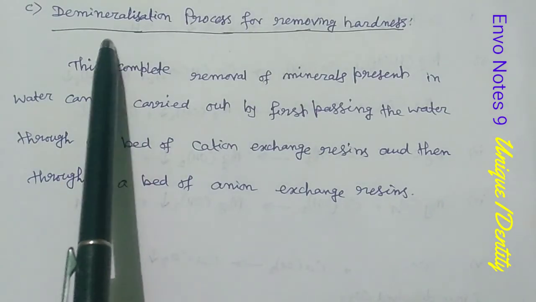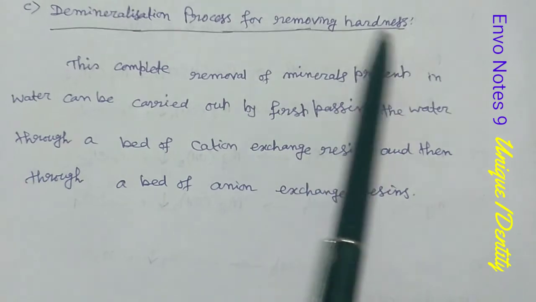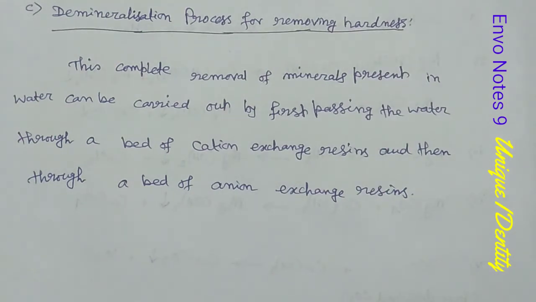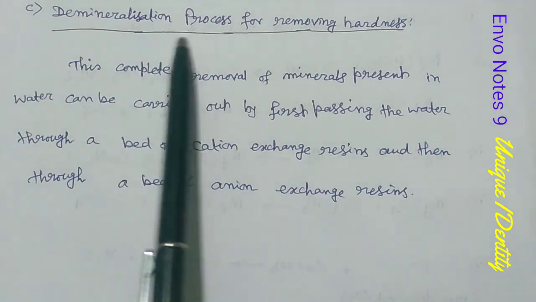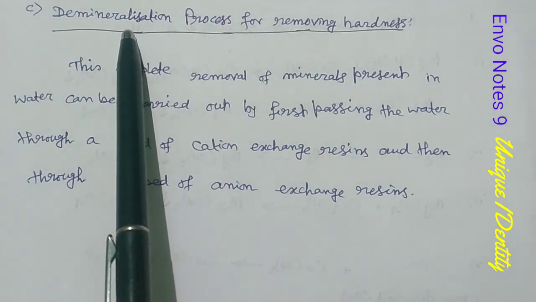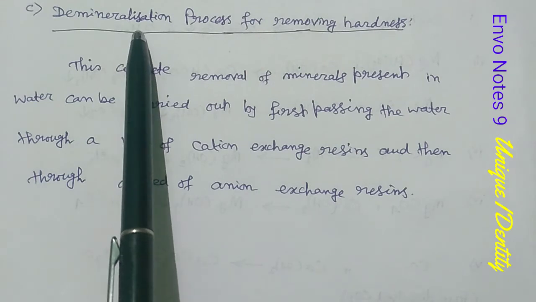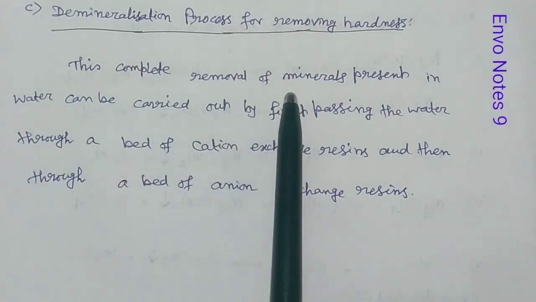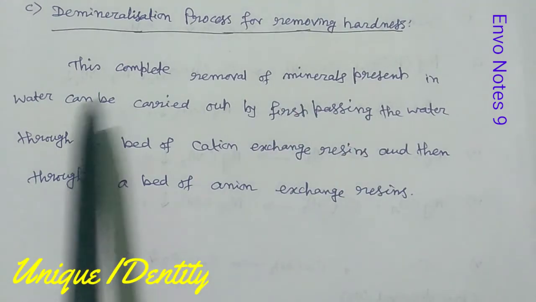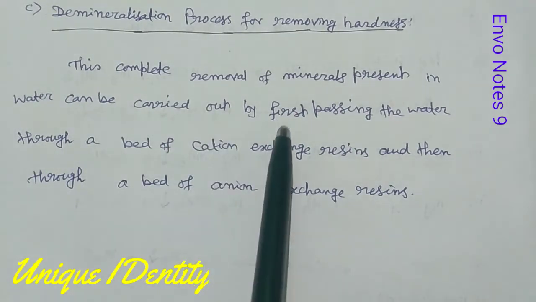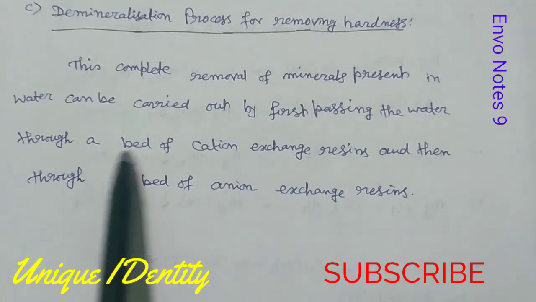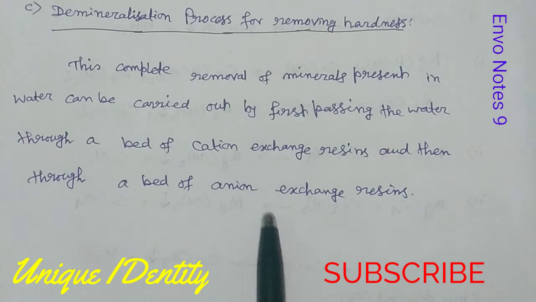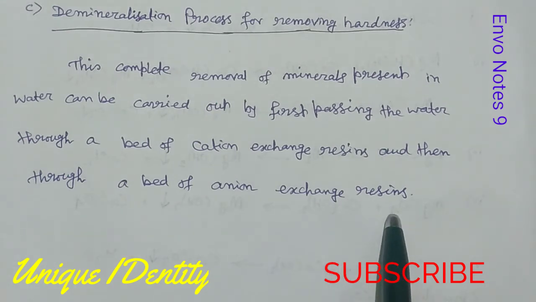And the last one is the demineralization process for removing hardness. By the name you can understand that demineralization means removing the minerals from water. And how is it removed? This complete removal of minerals present in water can be carried out by first passing the water through a bed of cation exchange resins and then through a bed of anion exchange resins.